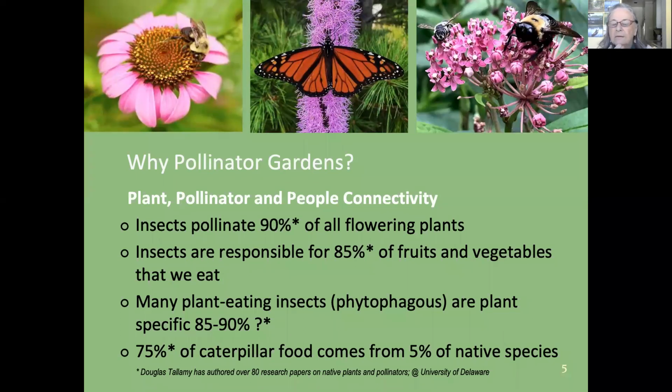And lastly, also from Tallamy and his colleagues, caterpillars rely heavily on specific native plants for food. 75% of their food comes from only 5% of native species.